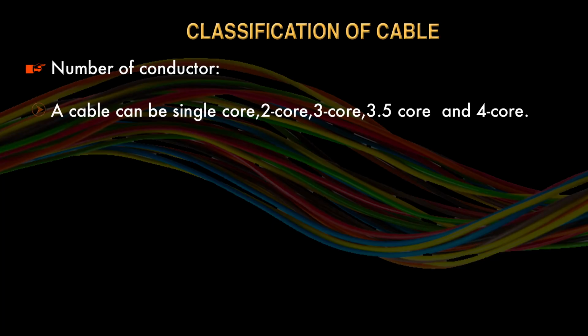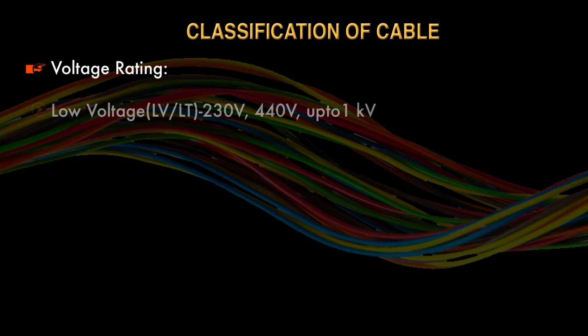Now we are going to discuss the classification of the cable. Classification of the cable can be done on the basis of the number of conductors, on the basis of the voltage rating, or on the basis of the construction. If we classify the cable on the basis of the number of conductors, it can be classified as single core, 2 core, 3 core, 3.5 core and 4 core cable. If we classify cable on the basis of the voltage rating, it can be classified as low voltage cable. Low voltage cables operate at 230 volt, 440 volt or up to 1 kilovolt.